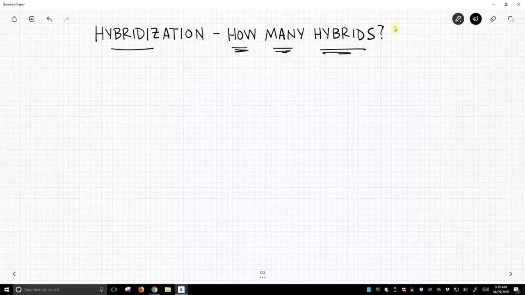When you're looking at a hybridization question, your first concern is how many hybrids do I need for my central atom? Now, when we ask this question, there are really two features that we look at on our central atom. The first I will call A, and A is the number of attached atoms.